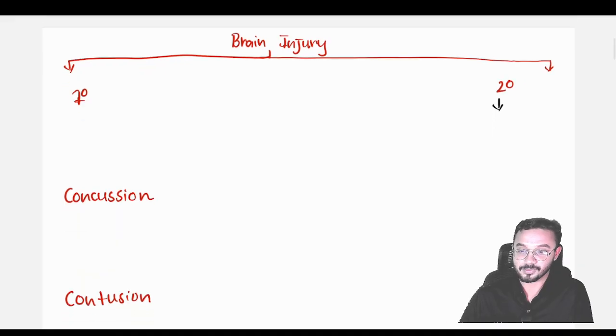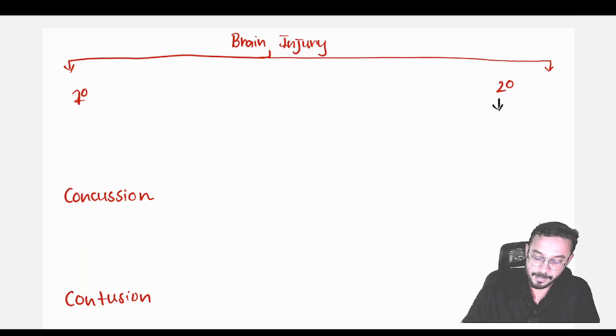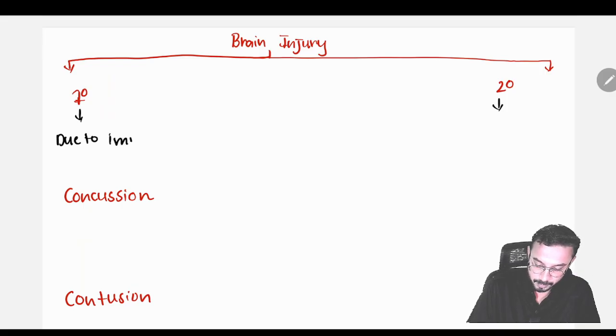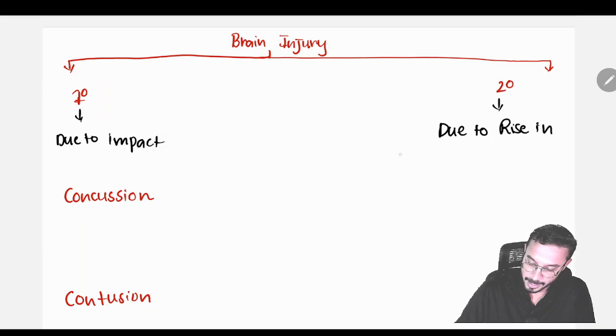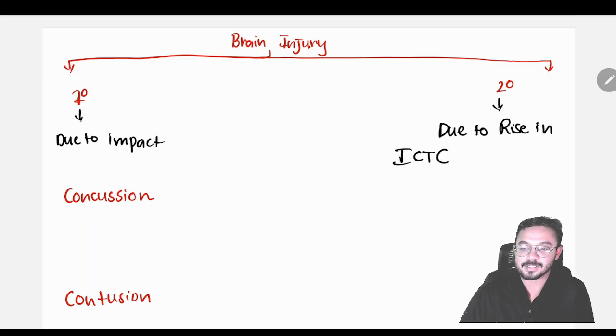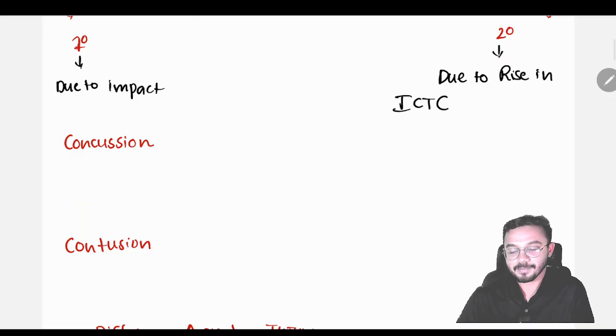And next, very important, brain injuries. Brain injuries are divided into two types: one is primary and the other is secondary. Primary is nothing but due to impact, and secondary is mainly due to raised intracranial tension, due to rise in ICT. ICT is nothing but intracranial tension. Okay. And let's discuss primary disorders.